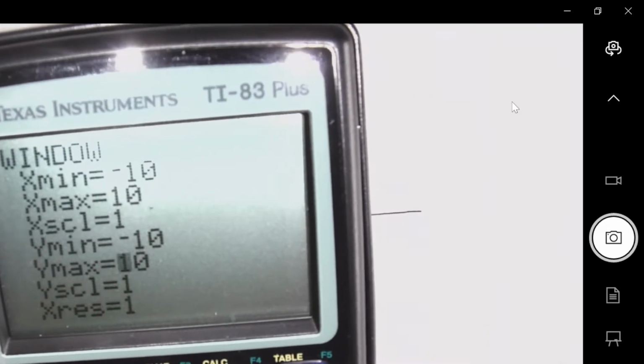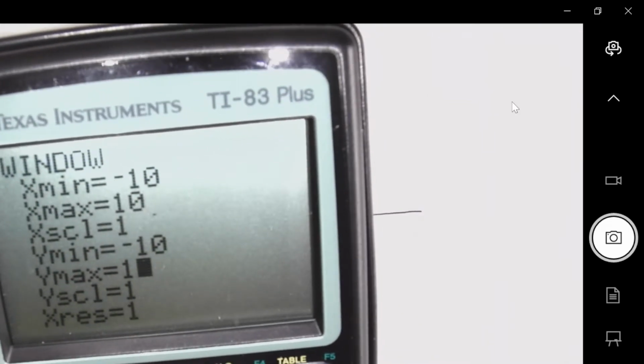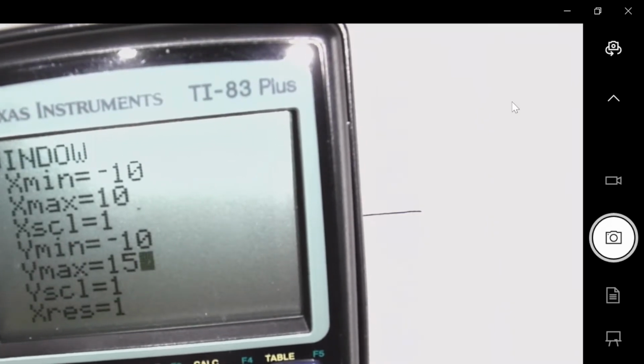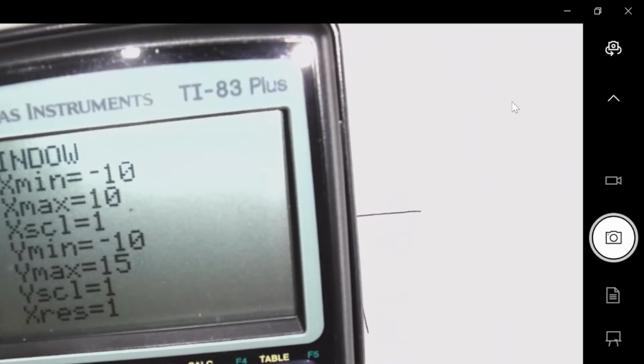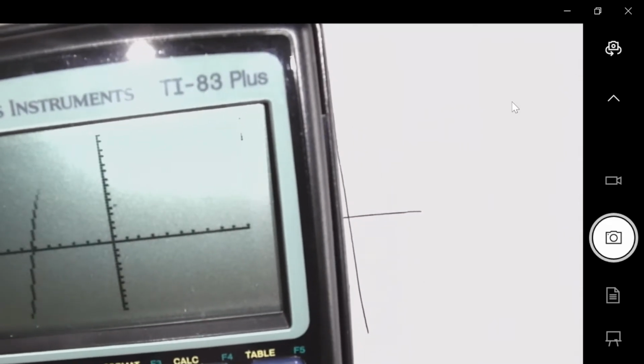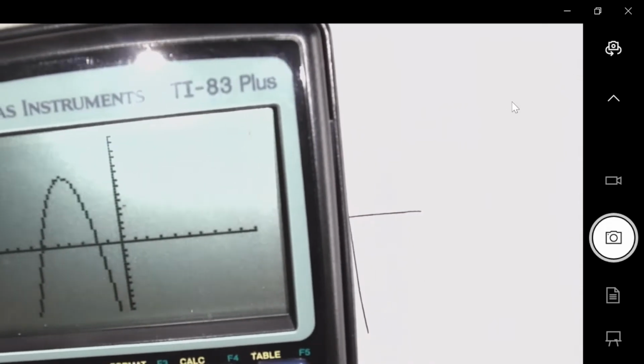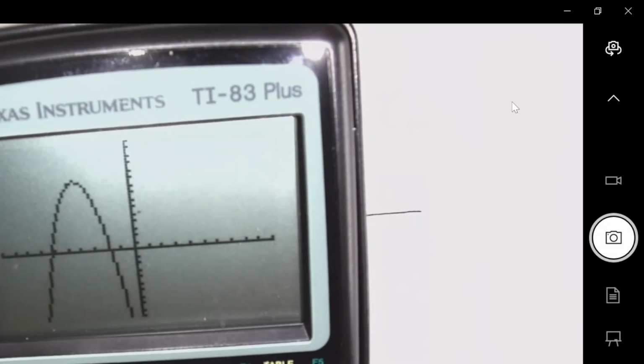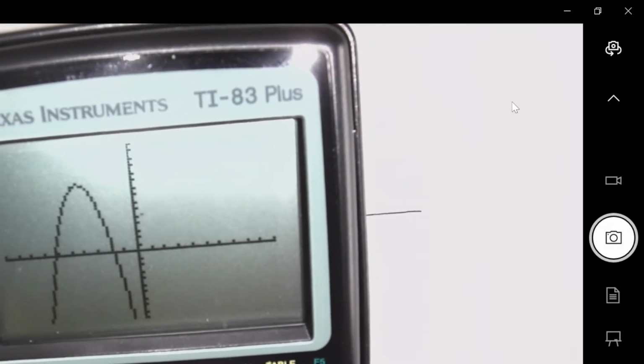Y-max. My Y-max. I'm going to go 15. I'm going to see it a little bit higher. So I changed the Y-max to 15 and I'm going to graph. Okay, now I know I can for sure see that top.